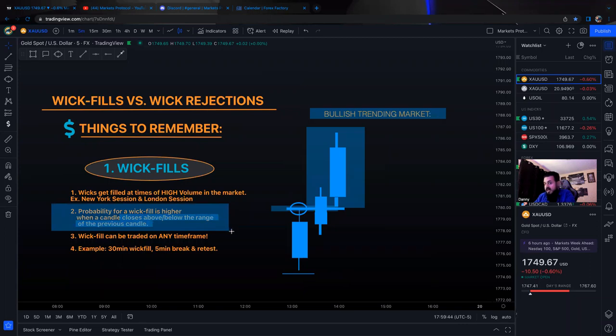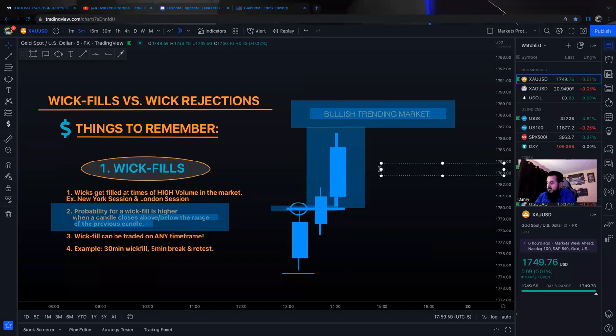Probability for a wick fill is higher when a candle is closing above the range of the previous candle in a bullish trend. Vice versa, candle closes below the range of the previous candle in a bearish trend. Okay, so once again, you have higher probability, 80% to let's say 95% probability here for this candle to continue bullish as long as you have clean range on the left. Make sure the candles are clean on the left previously, so price can flow there clean as well. If there's a consolidation on the left hand side, the probability for a wick fill there is slightly less as well. So make sure you check your ranges before you take trades.